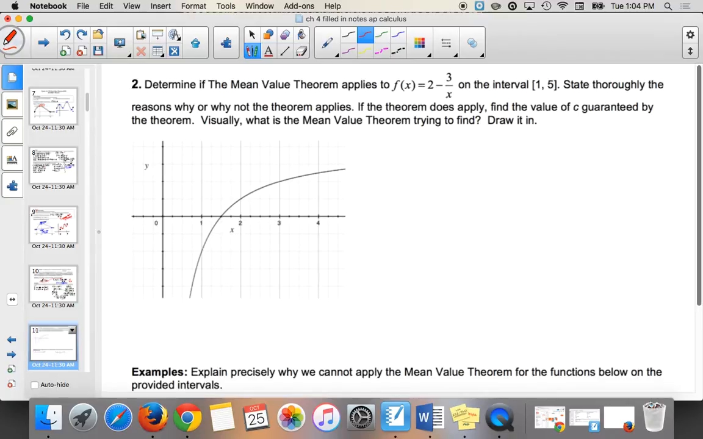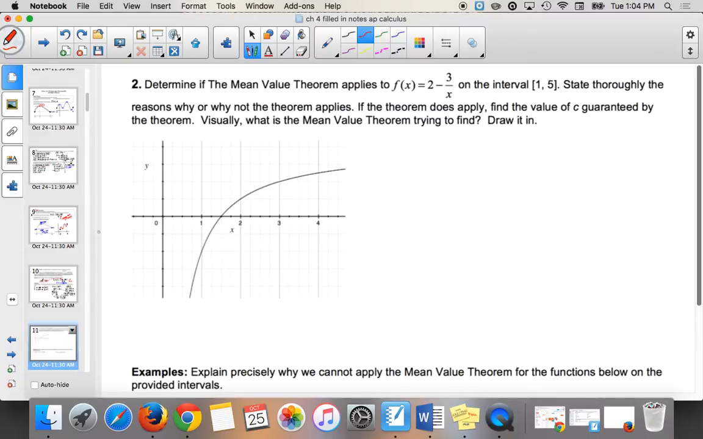If we find that Rolle's theorem applies to the equation, does that automatically mean that the mean value theorem applies? Yes. If Rolle's theorem applies, then the mean value theorem applies. Rolle's theorem is a specific case of the mean value theorem. All right, so we have 2 minus 3 over x.